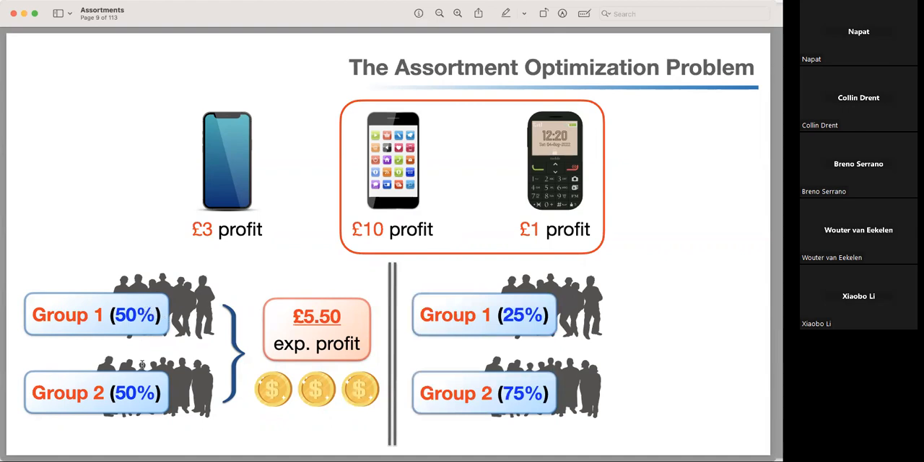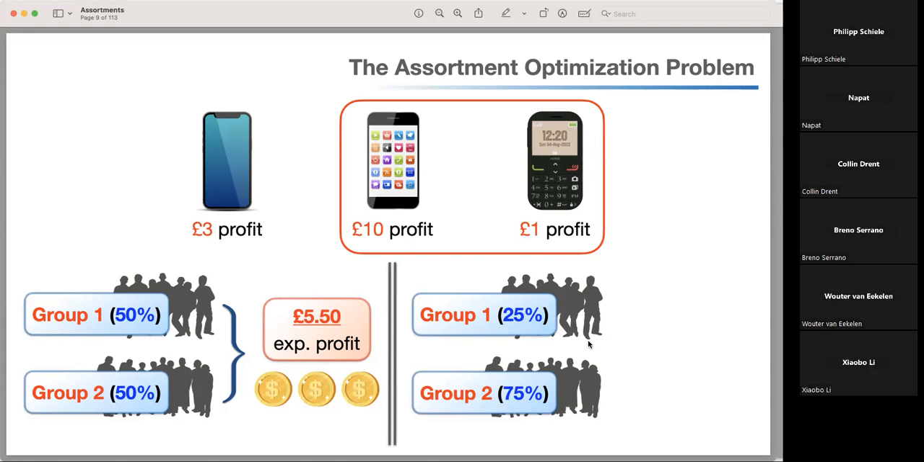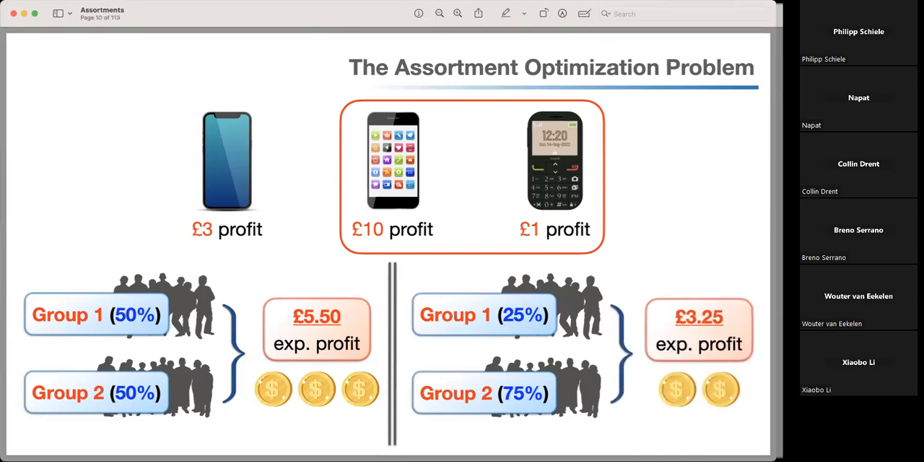So let's assume in our example that we got the group proportions wrong in our estimation. Instead of a 50-50 split between the two groups, it could, for example, be that in reality only 25% of our customers are from group 1 and 75% are from group 2. In that case, the nominally optimal assortment of products 2 and 3 has its expected profits dropping from £5.50 to £3.25. So in other words, the optimal nominal assortment is very brittle in the face of estimation errors.